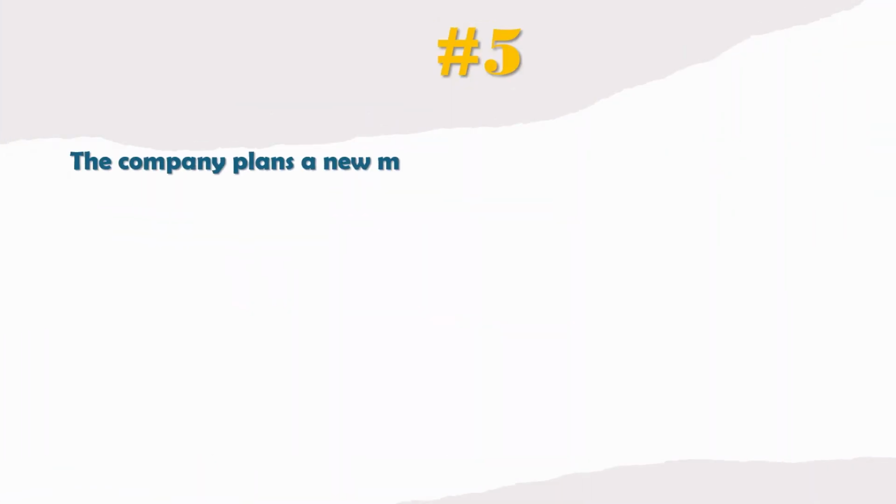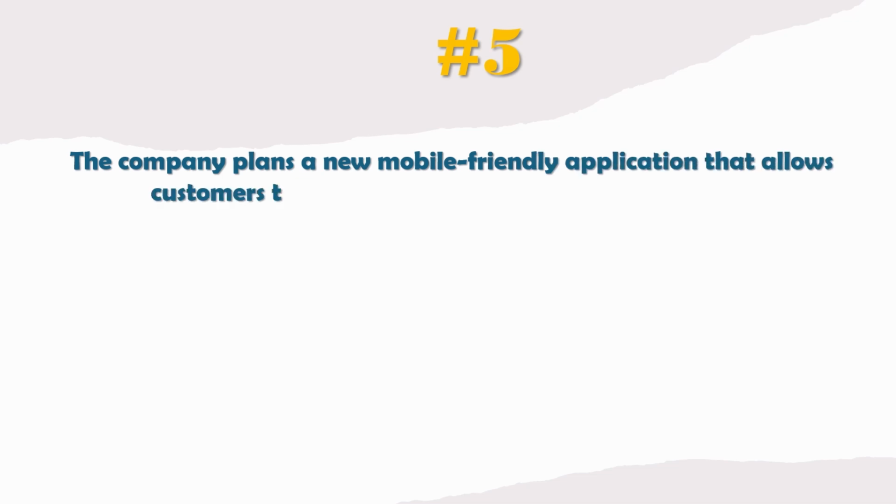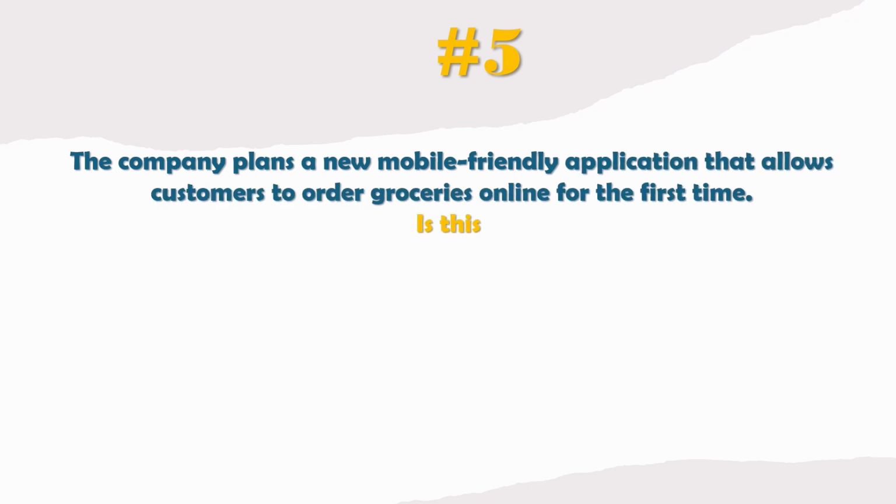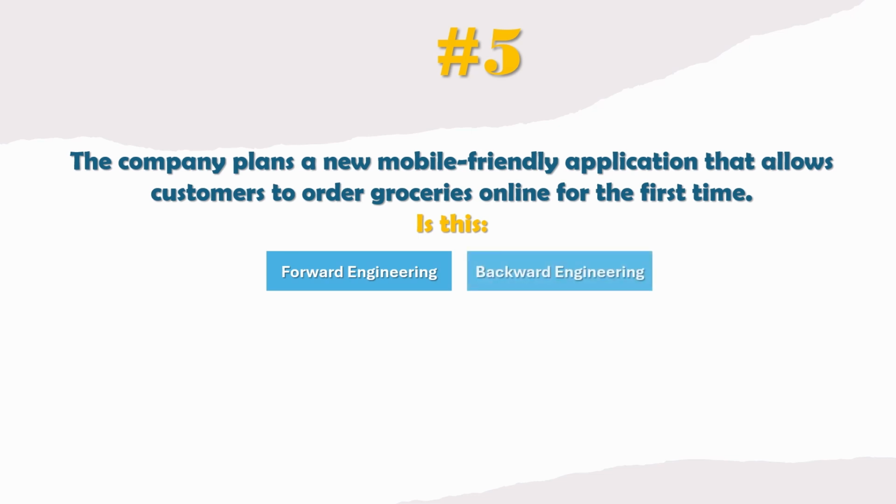The company plans a new mobile-friendly application that allows customers to order groceries online for the first time. So this feature never existed in the original system. The team is planning and developing a completely new capability for customers. So think carefully about which engineering approach this fits.